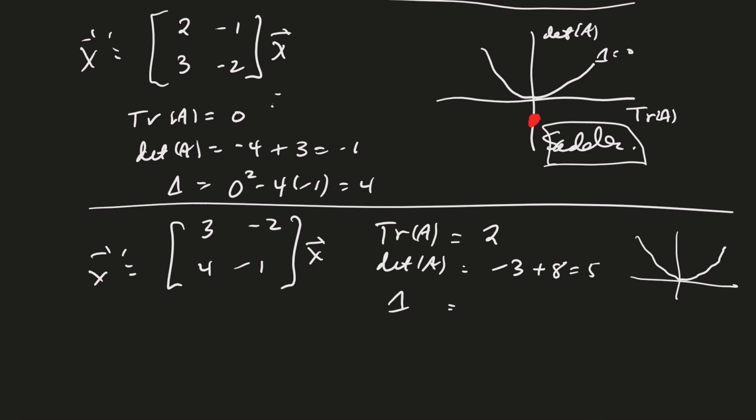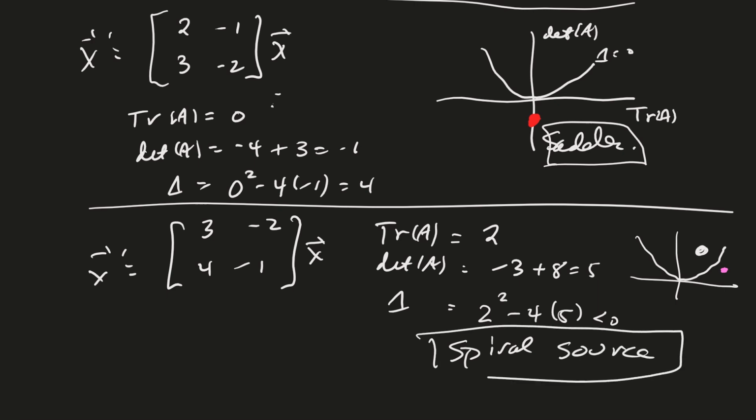So where are we in the trace determinant plane so far? Let me try a different color here. We're in the first quadrant. So the big question then is whether we're inside or outside the parabola. If we compute the discriminant, we get 2 squared minus 4 times 5. That's going to be a negative number. And so therefore, we are inside, and so we will have a spiral source. Okay, so spiral sources are inside the parabola. Very good.